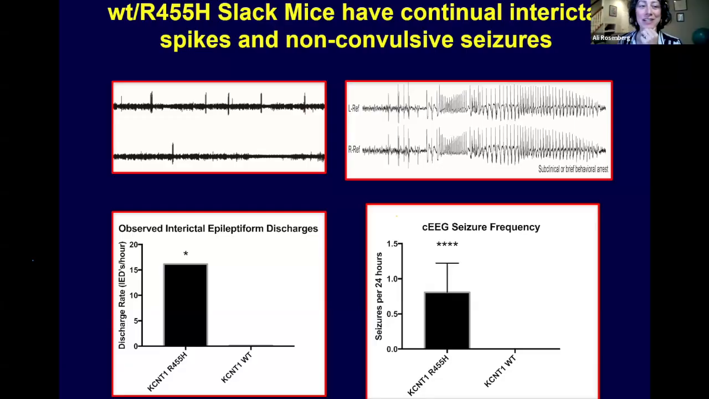I'll ask a quick question at this point. Have any of the mutations changed the number of channels you're seeing inserted into the membrane, which would then change how many are maybe clustered together and able to participate in this cooperative gating? None of the mutations have done that.